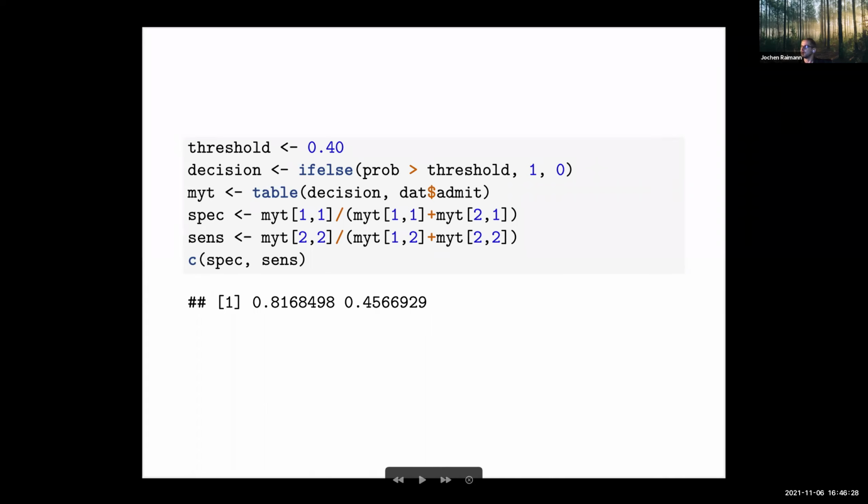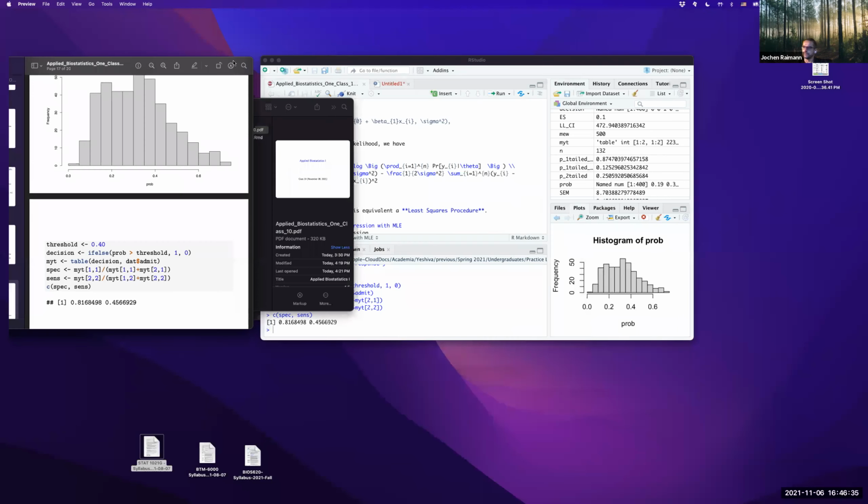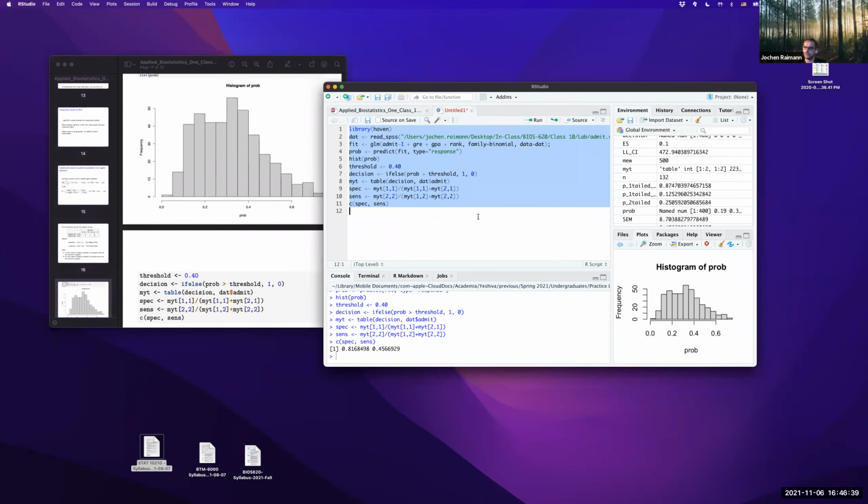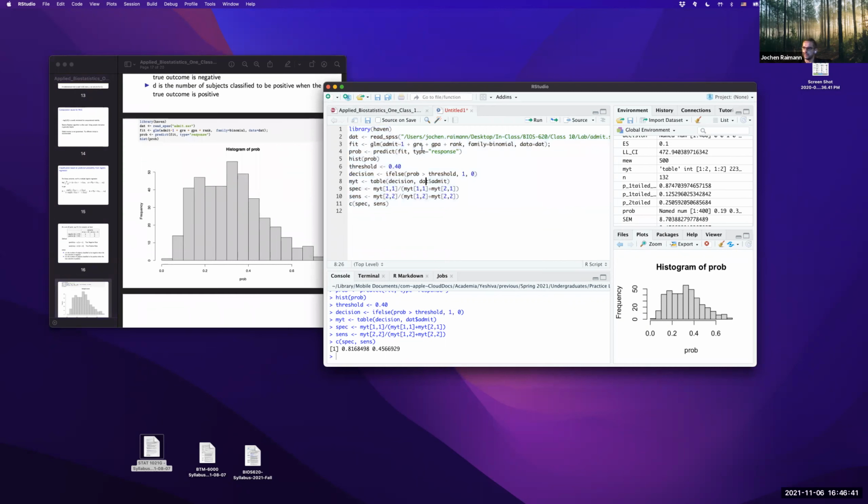Okay, so I prepared this now. This is not the lab yet, but I want to show this because I think it's quite interesting to look at this actual data.